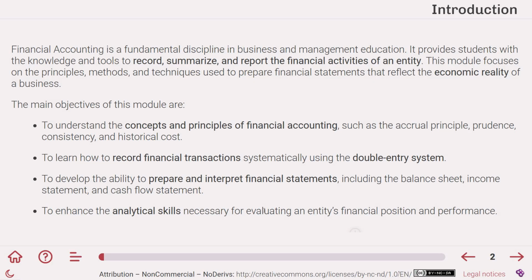Second one is to learn how to record financial transactions systematically using a double entry system. To develop the ability to prepare and interpret financial statements, including the balance sheet, income statement, and cash flow statements. And lastly, to enhance the analytical skills necessary for evaluating an entity's financial position and performance.